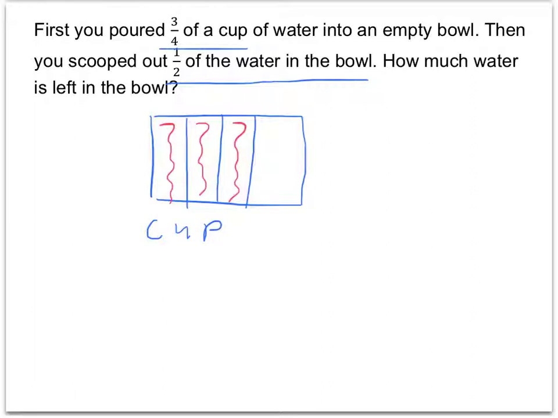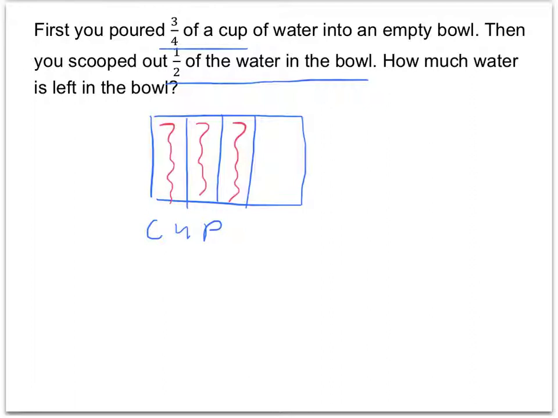As we've stressed many times before, whenever we talk about fractions, we have to properly understand and define the whole. In this case, we've got two different wholes. The first whole is a cup of water. The second whole is the water in the bowl. Okay? So it says we scoop out half of the water in the bowl.